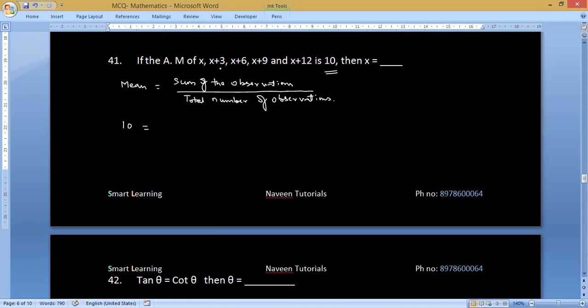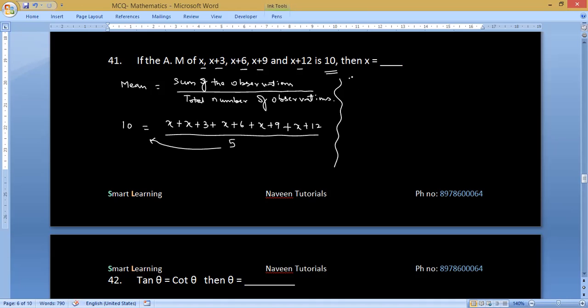So 10 equals the sum of the observations, x plus 3, plus x plus 6, plus x plus 9, plus x plus 12, by the number of observations. So how many observations are there? 1, 2, 3, 4 and 5. So 5. So 5 into 10, cross multiplying, 5 into 10 is nothing but 50.